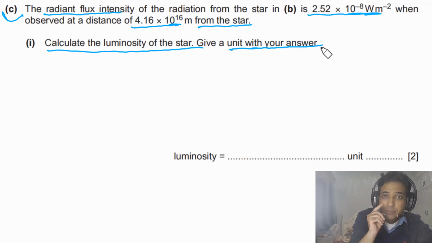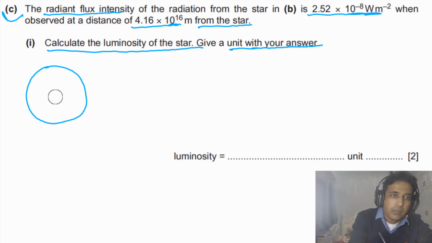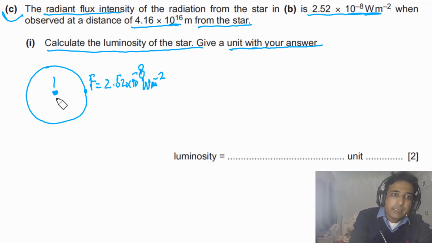So first of all, for this question, you can simply imagine we have a star here. So this one is the star. And we look at a distance, as given in the question, so we can move our star to the center. Imagine that the star is here. At this point, the flux intensity is given to us. So at this point, we have the value of F, that is 2.52 times 10 to minus 8 watts per square meter. And this distance is also given to us.